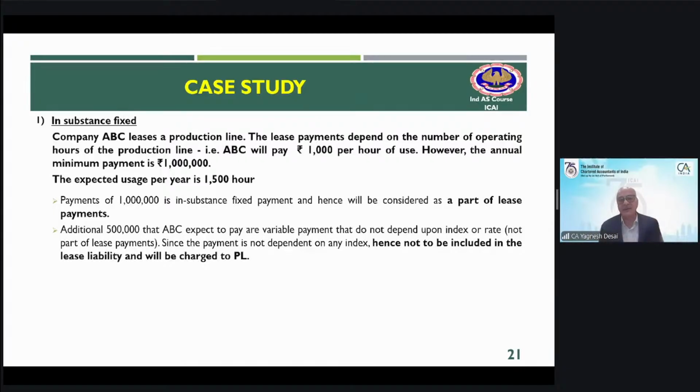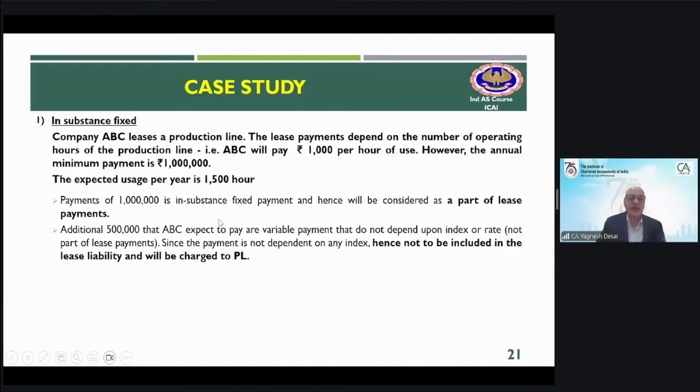Now, when they say 1,000 rupees per hour and you pay a minimum of 10 lakhs, that means you are using it for a minimum of 1,000 hours. Correct? 1,000 hours at 1,000 rupees per hour produces 10 lakhs rupees. The expected usage is 1,500 hours.